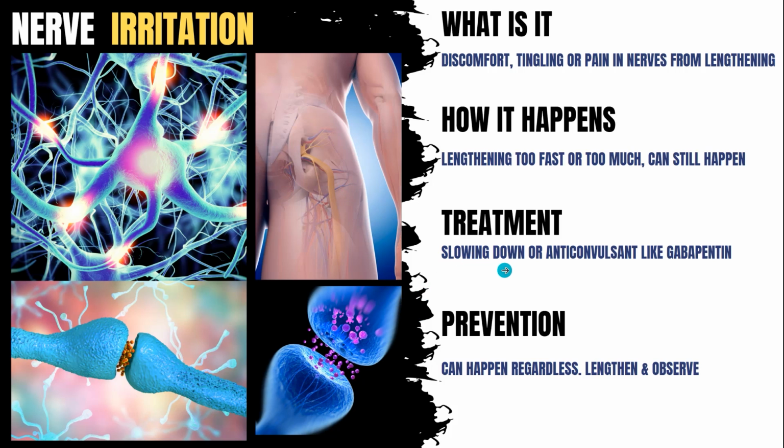Usually slowing down is the best way to calm a nerve that has been irritated. Sometimes taking an anticonvulsant like gabapentin can help with the irritation as well. But again, lengthening and observing does work really, really well. Just going slow enough, paying attention. If you get some irritation, slow down. You'll want to just listen to your body, and realize that this is pretty common. It's one thing that you just have to pay the price for sometimes. And some patients get it, some patients don't. But it's not abnormal to get some sort of nerve irritation when you're lengthening a lot of tissue.